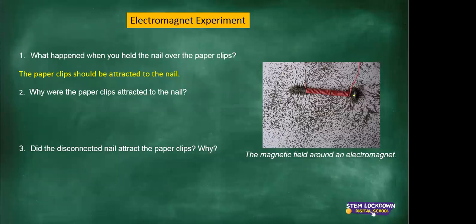Levi, yes? I'm answering for number 2. That's fine. The paper clips were attracted to the nail because the paper clip has amounts of iron in them. Okay, very good. So if we had to put it, it has iron in them, so it attracted to it. Okay, well done, Levi. Thank you. You're welcome.